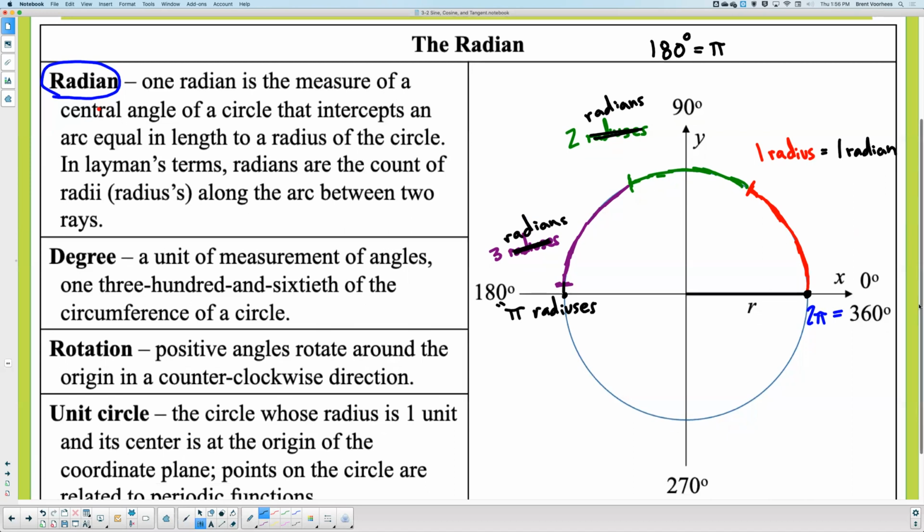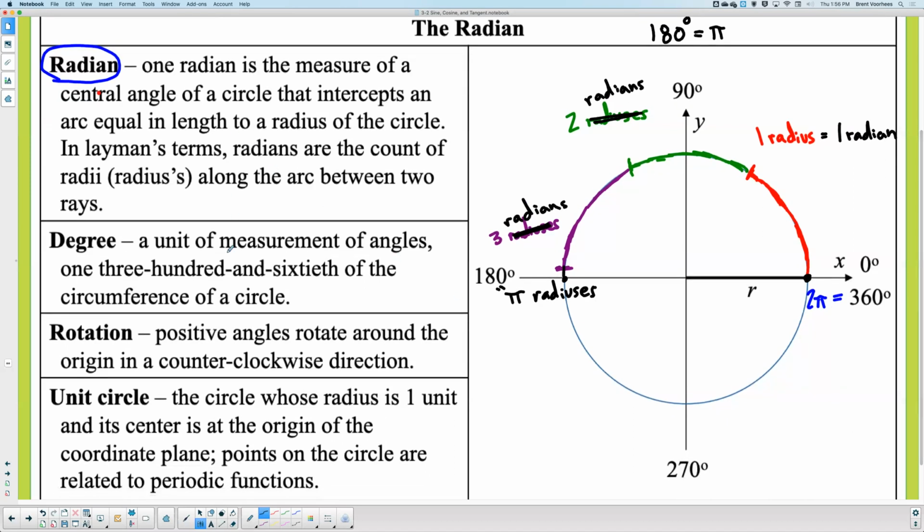Anything else I need to get on this? No, this says here again, positive rotation, angles move this way. If they're positive, you rotate around the circle that way, as I showed you on the previous slide.